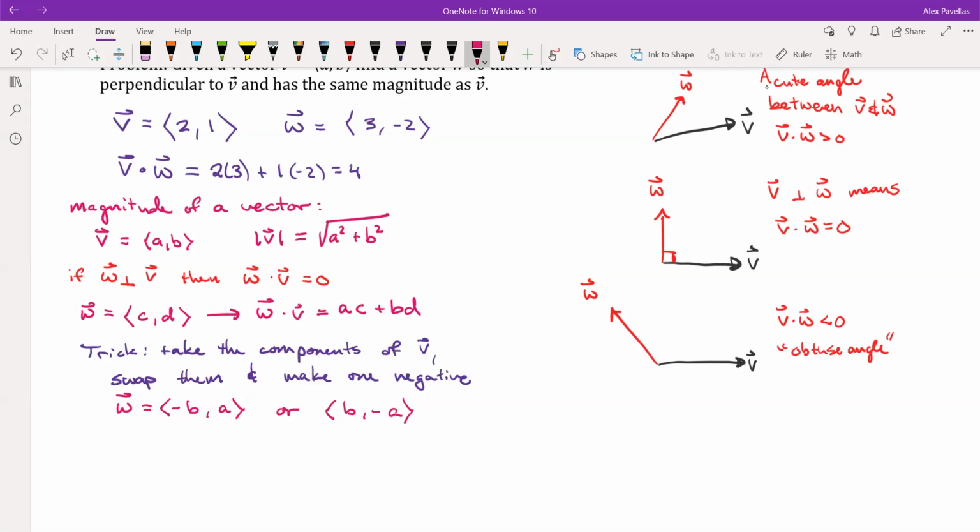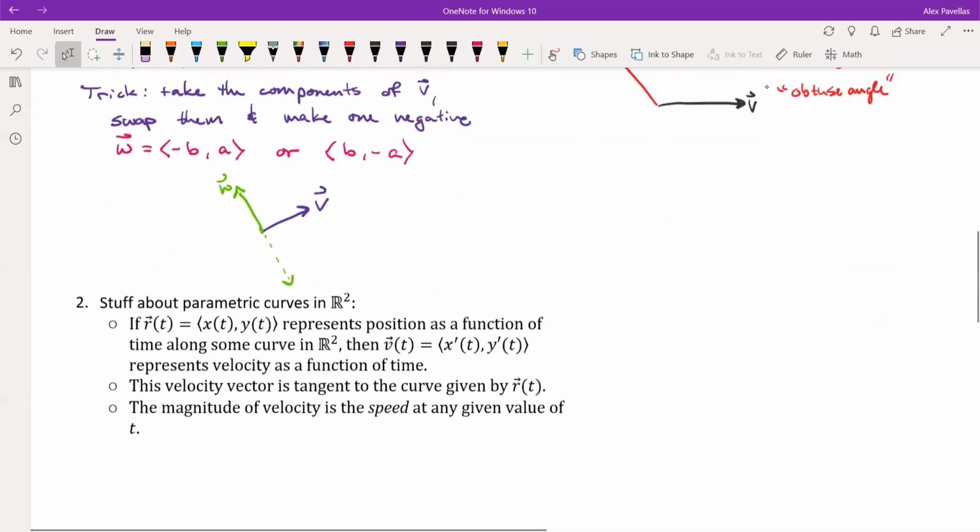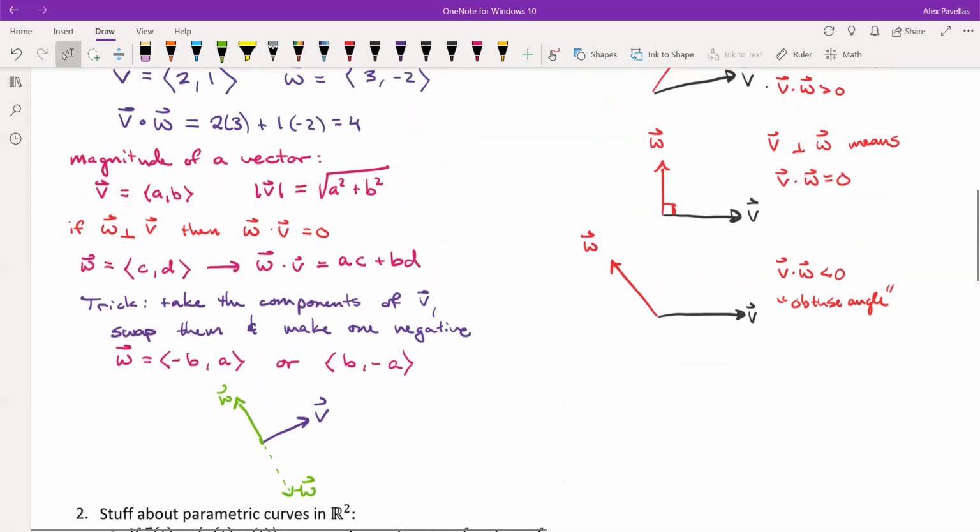So if we're looking at our particular example where V was say that way, then W would either be that way, the same length, or that way, the same length. So negative W, right? So both of those would work. And so depending on the situation, you may have to choose here. So basically, this is a good trick right here.